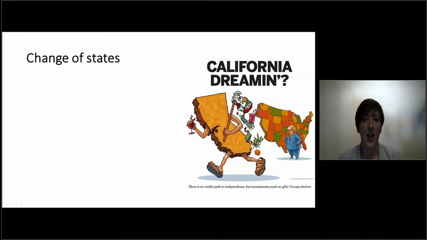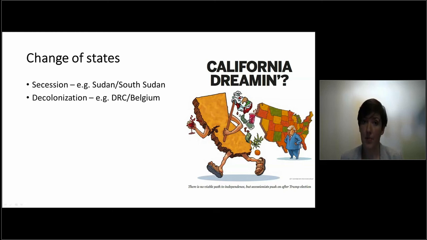States can also change their nature, and changes can be, for example, through secession. In secession, a certain part of the territory of a state becomes a new state. And that happened, for example, with South Sudan and Sudan, but also, for example, with Kosovo.